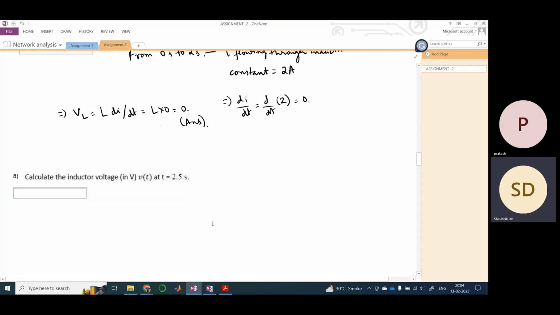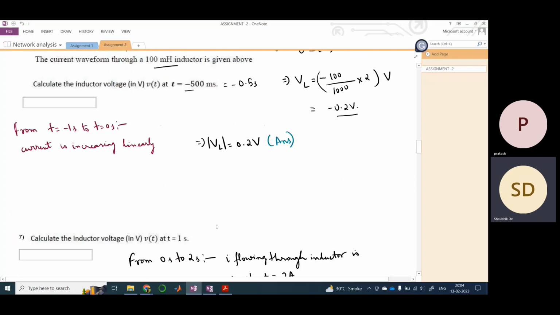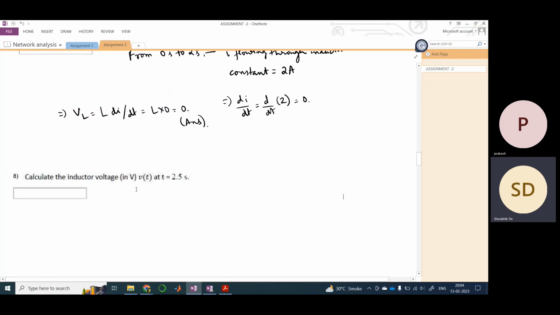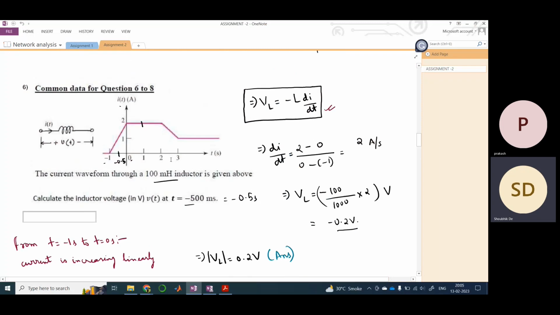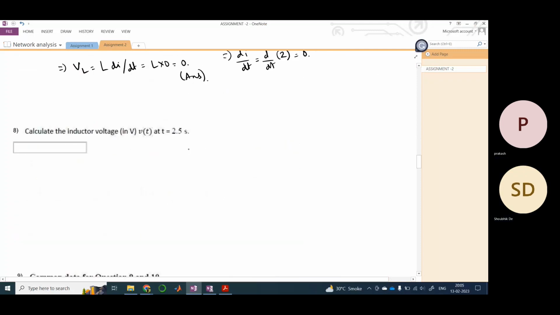Now the next question is the final question of this 6 to 8. What is the inductor voltage v(t) at t equals 2.5 seconds? So 2.5 seconds would be something around here, between 2 to 3, and in between 2 to 3 you can clearly see that my current is decreasing with time. Therefore here again the voltage would be v_L, if I ignore the minus, L di/dt. Now what is di/dt?